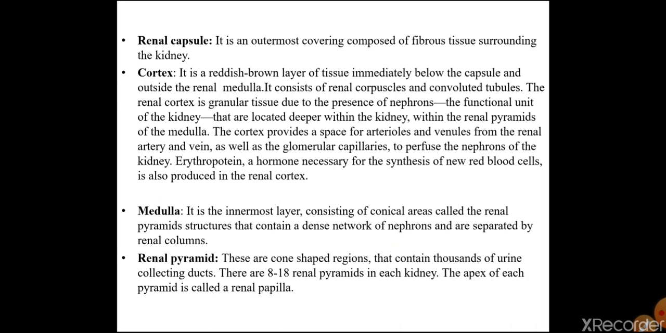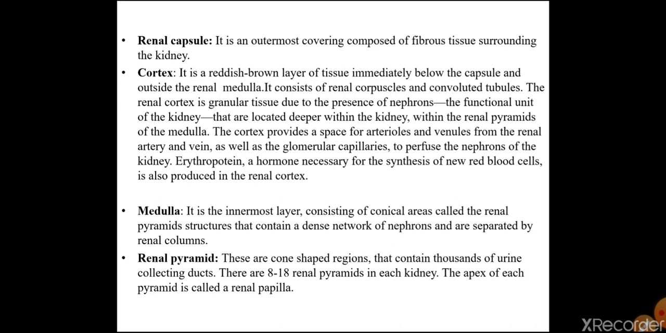The renal cortex is a granular tissue due to the presence of nephrons, and the cortex provides a space for arterioles and venules from the renal artery and vein, as well as the glomerular capillaries, to perfuse the nephrons of the kidney. And there is an important hormone known as erythropoietin, for the synthesis of new red blood cells, which is produced by the renal cortex part of kidney.